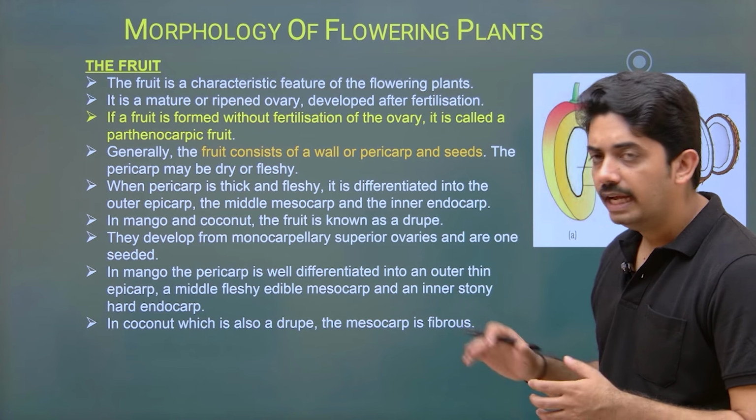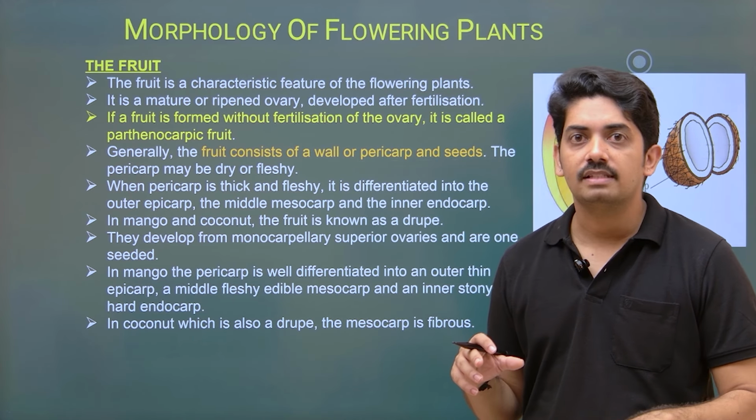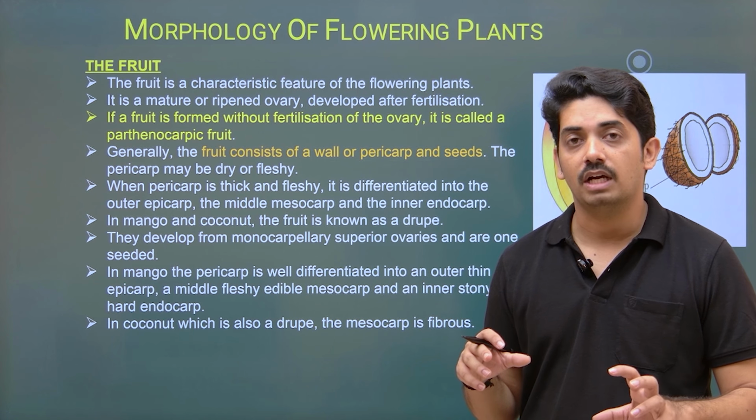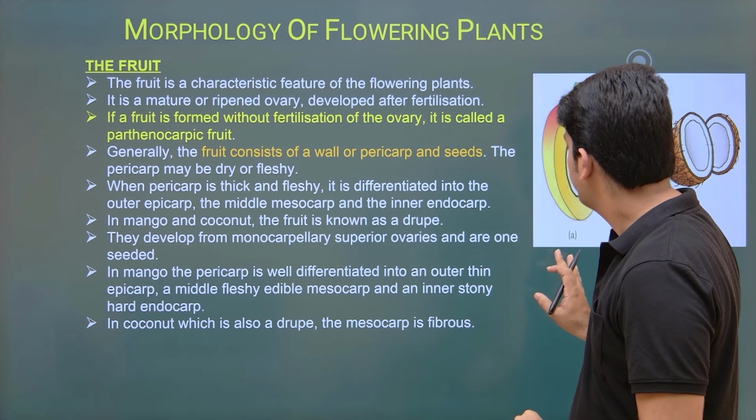Endocarp is very hard, and inside that the kernel is present. Kernel is edible, not the endocarp. Endocarp is sclerenchymatous in the case of coconut. Here you can see that.